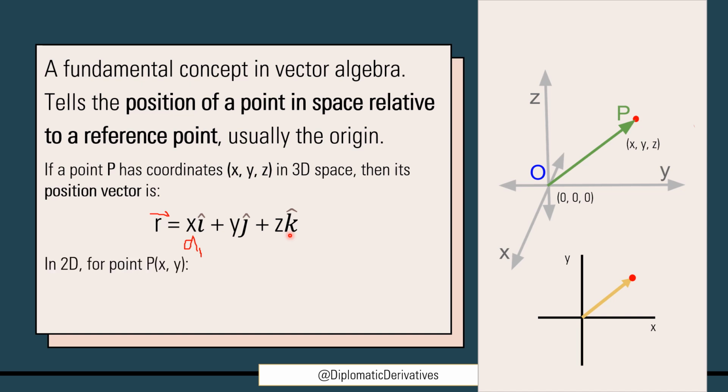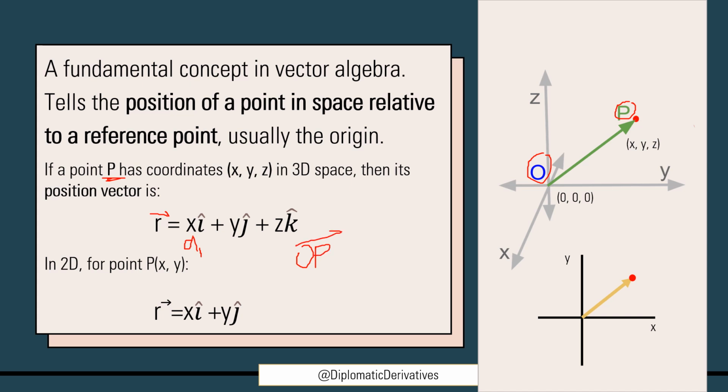Similarly, for 2D space, if we have a point P, it will be represented by x and y coordinates, right? So it will be x i plus y j. All right. Also, you can write in place of r, since it's a point P, right? And the point P is somewhere in space. It starts from the origin, right? So the vector will be represented by vector O.